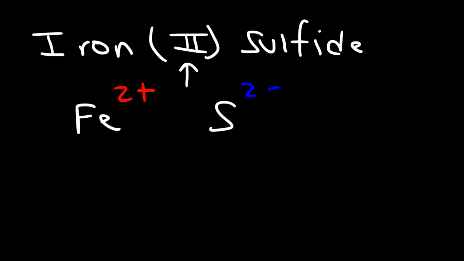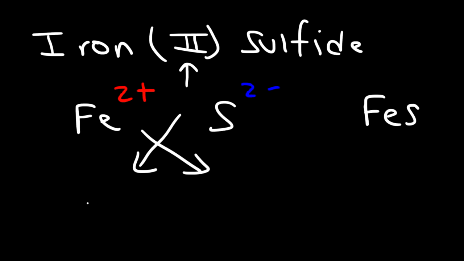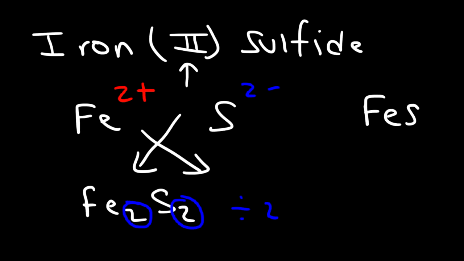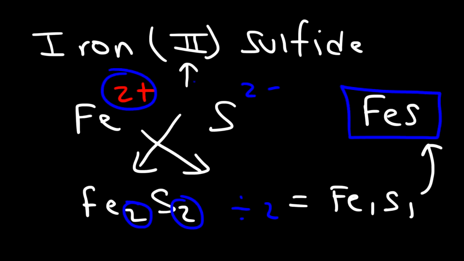Now, anytime you have 2 ions with the same charge, you could simply write them together, so the answer will be FeS. If you use the swap technique, you're going to get Fe2S2. Now, if you have even numbers, you can reduce it. So you can divide the subscripts by 2, and that will give you Fe1S1, which is basically FeS. So anytime the charges are the same, you could just simply write them together as FeS.